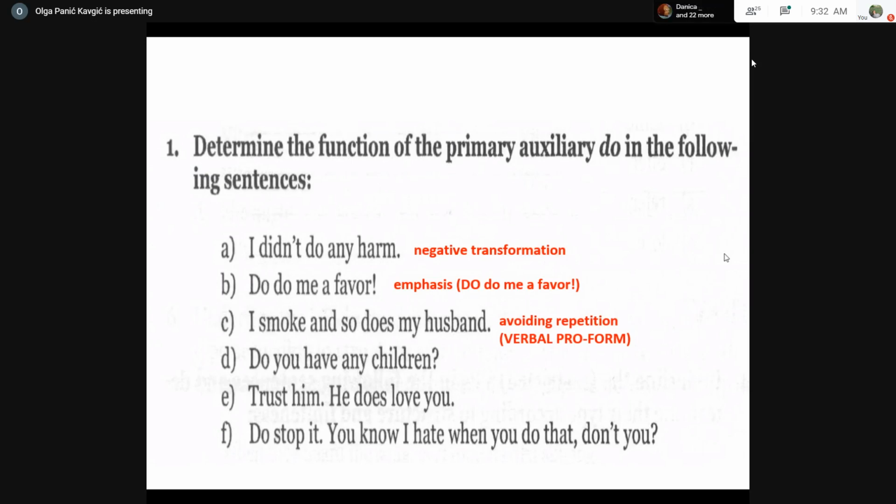Okay, the next one, D. Bojan Stankovic. I'm here. I'd say maybe have. Do you have any children? Okay, the point is that you find do and tell us. Do. Then it's at the beginning, I guess. Yes, so that's the auxiliary do, and what is its function of those 5 functions? Interrogative. Interrogative, very good. Interrogative transformation.